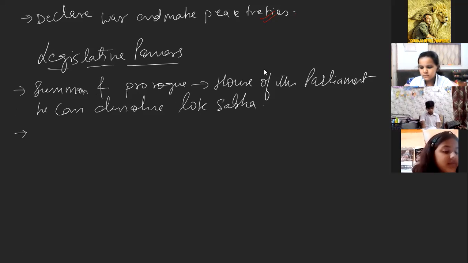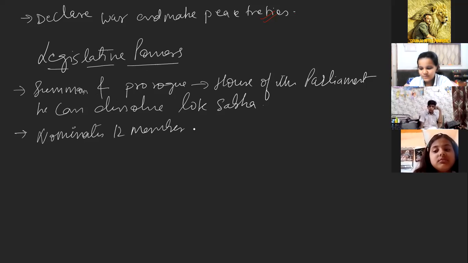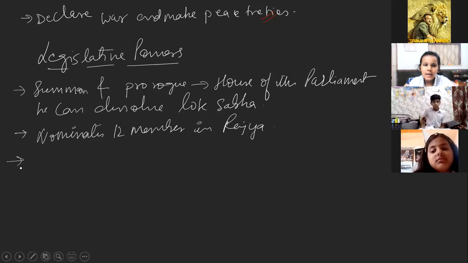Coming to the next point, the president nominates 12 members from the field of art, architecture. Exactly. If you remember, we read it in the previous chapter about Rajya Sabha. The president nominates 12 members in Rajya Sabha. Now, these members are nominated from different fields.